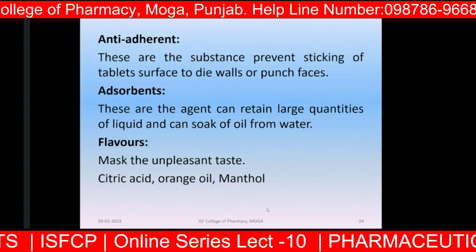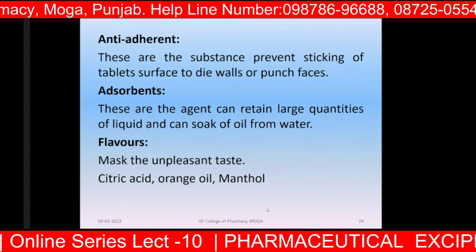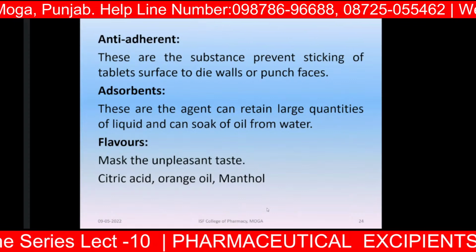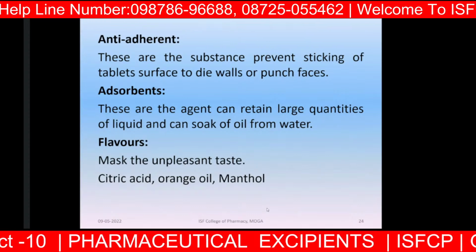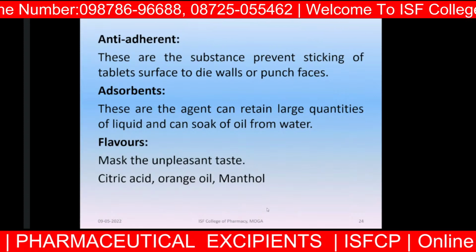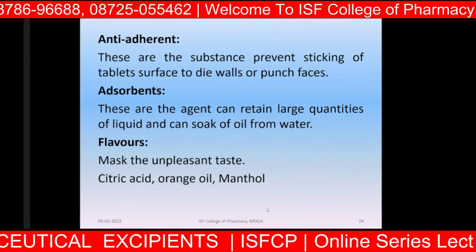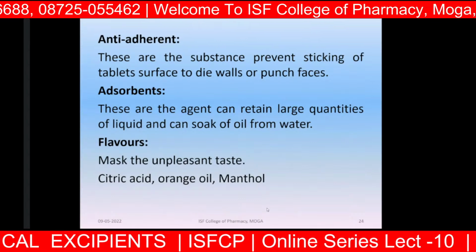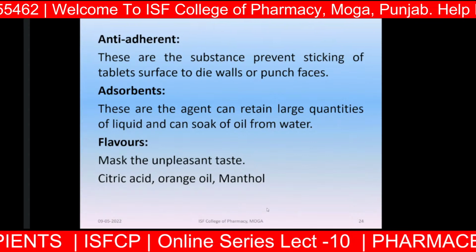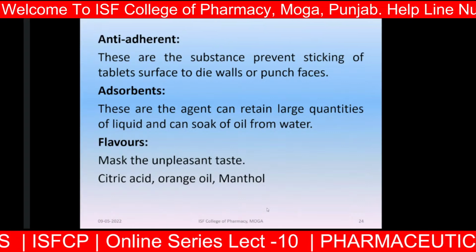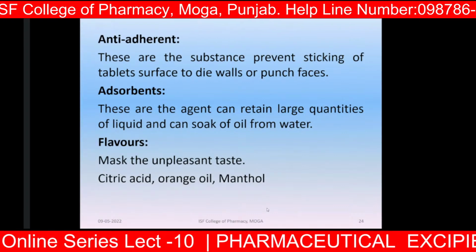Next are the adsorbents. These are agents that can retain a large quantity of liquids and can soak up oil from water. Therefore, liquids such as vitamin E, essential oil, eutectic mixtures and other hygroscopic agents can be incorporated into the tablet by the addition of an adsorbent. Everybody write down the examples of adsorbents we use to make the formulation. Some common examples are anhydrous calcium phosphate, starch, and Aerosil, like silicon dioxide.